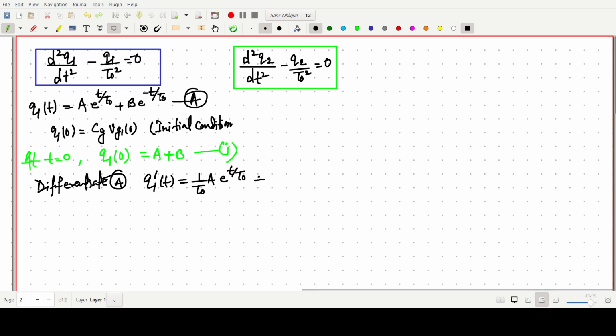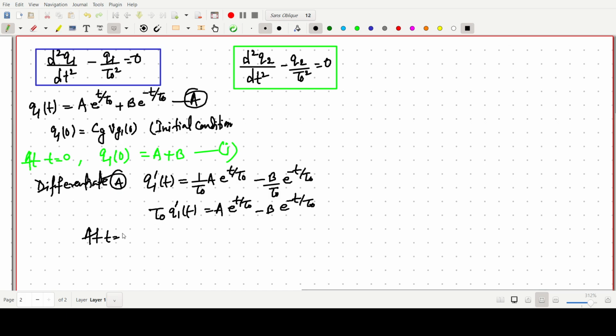Then minus 1 by T naught. So minus B by T naught. Minus B by T naught. Okay, this one is minus B by T naught, minus T by T naught. Okay, or we can write as tau naught Q1 dash at T by T naught, at T equals to 0.